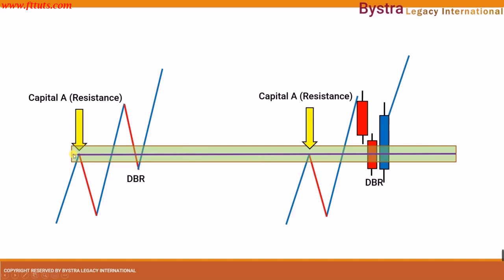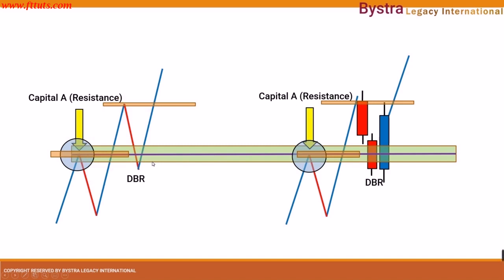is to make sure that we break the two resistance. But before we break the two resistance, what we should check now is the drop base rally has to be aligned with the resistance. Here in this case, the resistance is slightly above the drop base rally. This is fine. Resistance capital A is slightly above the drop base rally. It is fine, no issue. This will be acceptable. It's a good SOP, acceptable SOP.